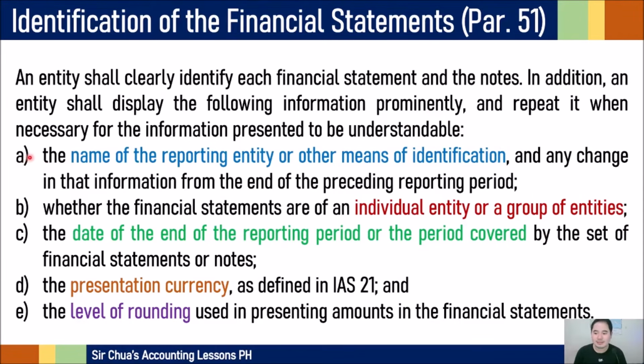Kitang-kita dapat. The name of the reporting entity or other means of identification. Ano ibig sabihin? Meron kasing mga company na magkaiba ang official registered name sa doing business under, no? ABC Company, doing business under Starlight Company, mga ganon. So, the name of the reporting entity, sasama po yung other means of identification. Kasi syempre, mas kilala ng company yung Starlight Company mo kaysa yung ABC Company mo, di ba? So, present mo sila pareho.